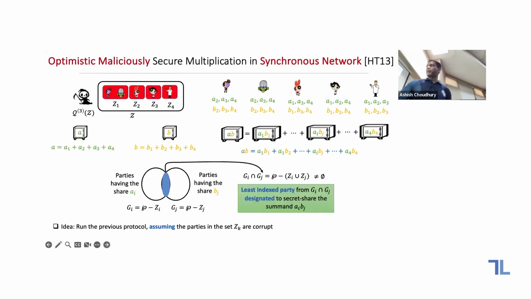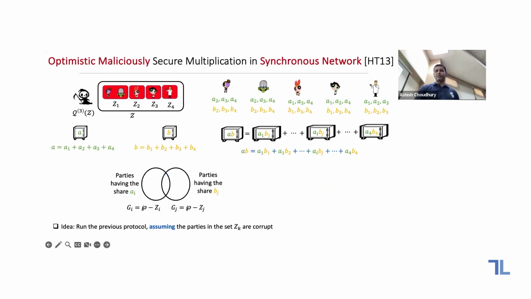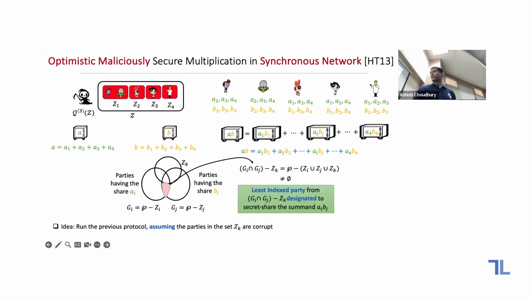So in the previous protocol, we just took the intersection and designated any one of the parties to secret share Ai times Bj. But now in the kth instance of this optimistic multiplication protocol, we are also throwing away the kth subset from the adversary structure, and the leftover set is still going to be non-empty because we are in the Q3 condition, and we are designating one of the parties to secret share Ai times Bj.